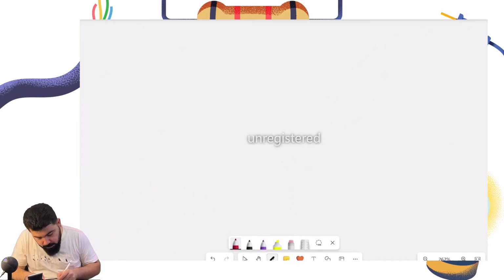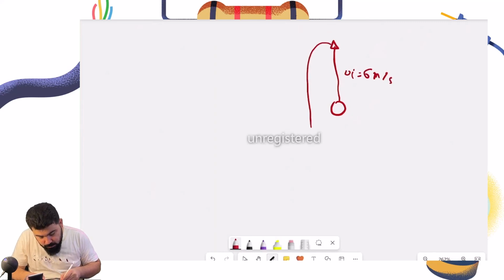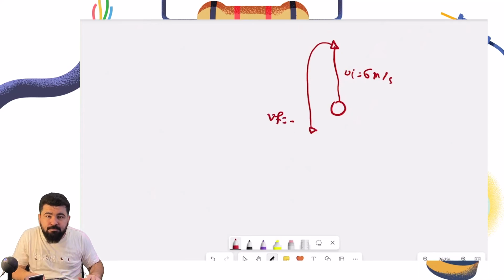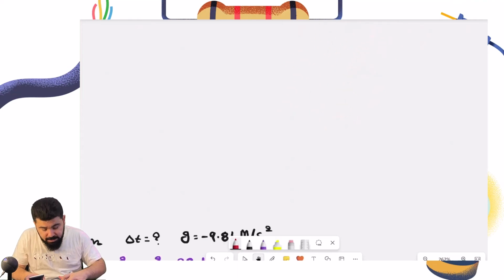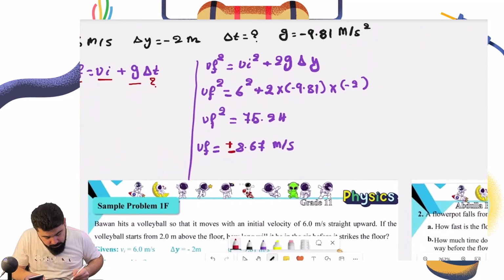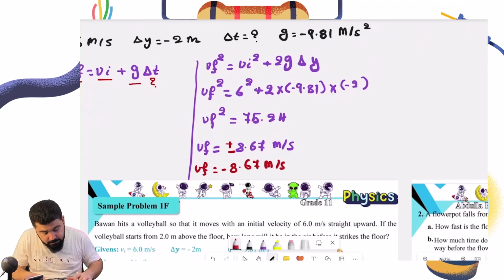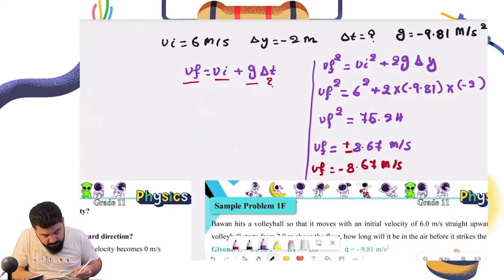When the ball is moving into the air, v initial is equal to 6 meters per second. When it goes down, v final is negative. That's why we're going to take the negative one. So we're going to say v final is equal to negative 8.67 meters per second.